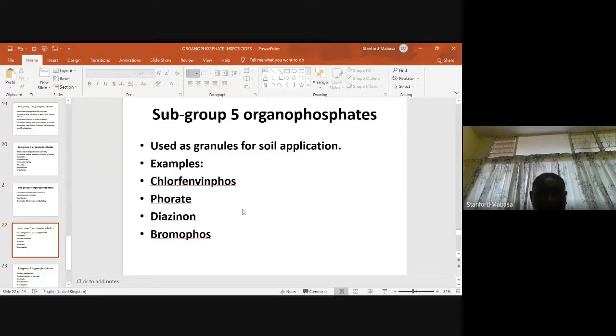The other subgroup, which is subgroup 5 organophosphates, these ones we can use as granules for soil application. Examples are chlorfenvinphos, phorate, diazinon, and bromophos. So there's a lot of flexibility in the organophosphates.